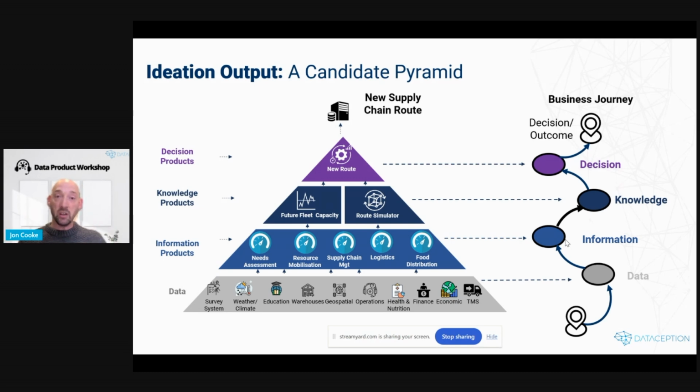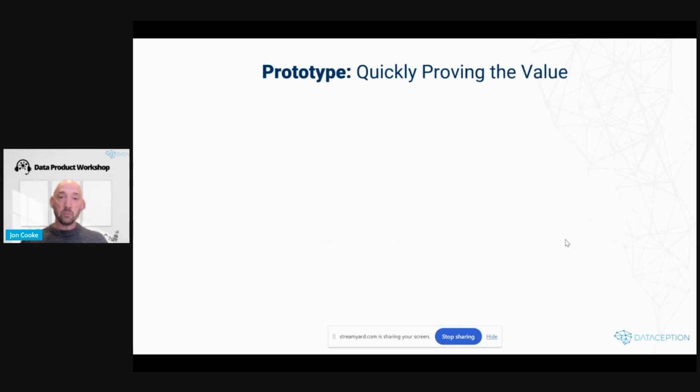Obviously, this is just a design at the moment, so it's not built. So then what we'd need to do is go into the prototype phase. Prototyping is really looking at that pyramid and trying to prove out the value, the feasibility and the risk very, very quickly. And this is really important. This can't be a 12-month, 18-month project fundamentally.